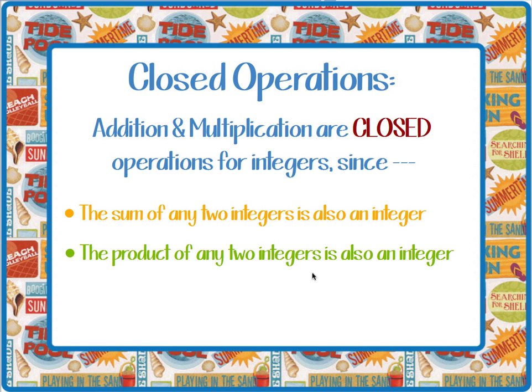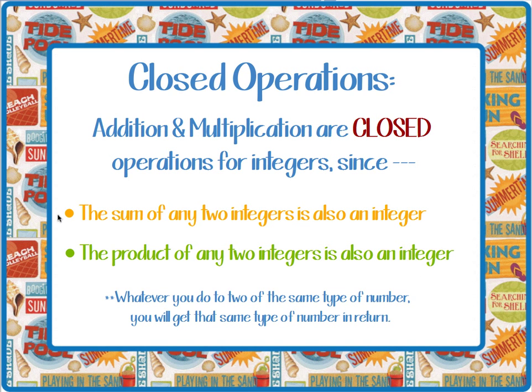If I multiply any two positive or negative whole numbers together, I'm going to get in return a positive or negative whole number, right? So anytime I use addition or multiplication on any two of the same type of number and get the same type of number in return, whether it be fractions, integers, decimals, whatever, that's called a closed operation.